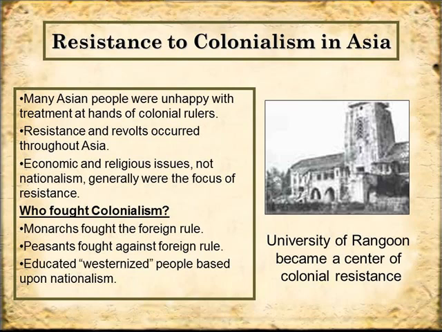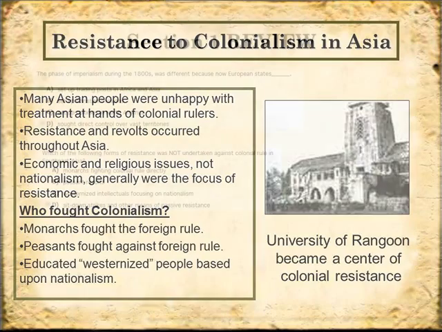So obviously, many of the Asian people were unhappy with the treatment at the hands of the colonial rulers, and there were resistance and revolts that occurred throughout Asia. Economic and religious issues, not nationalism, generally were the focus of the resistance. Who fought colonialism? Well, monarchs fought the foreign rule, peasants fought against foreign rule, and educated westernized people also fought, based upon nationalism usually.